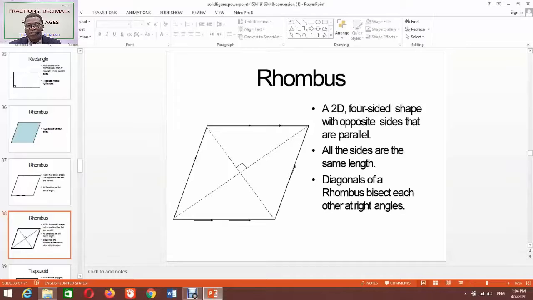A rhombus is a 2D 4-sided shape with opposite sides that are parallel. All the sides are the same length. Diagonals of a rhombus bisect each other at right angles. So we can see on the screen that the diagonals of this rhombus bisect each other at right angles.